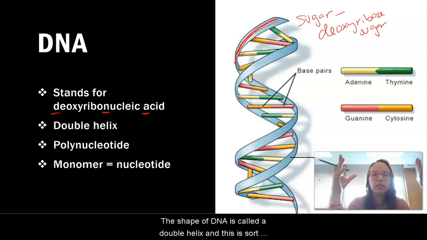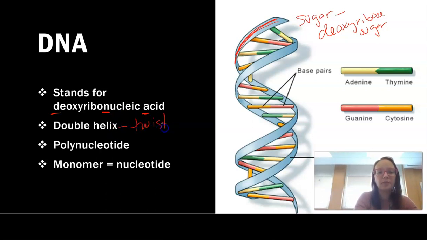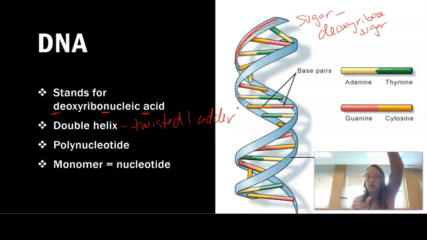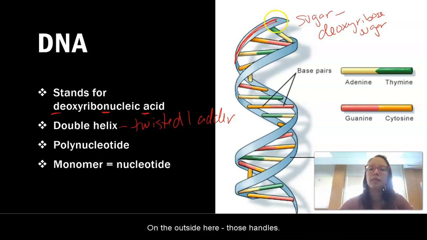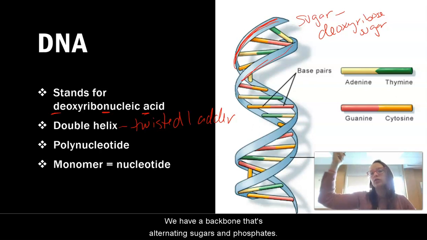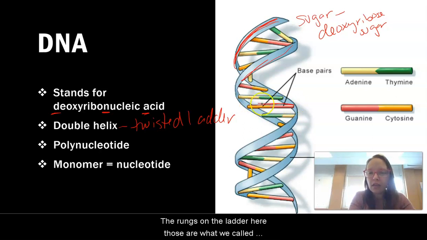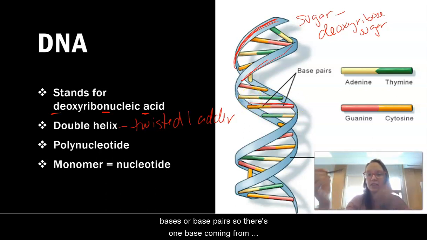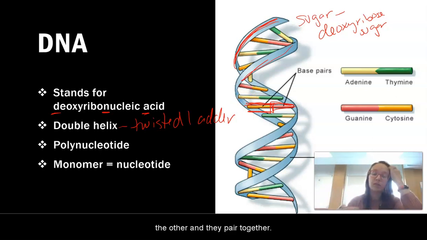So the shape of DNA is what we call a double helix, and this is sort of like a twisted ladder. So it's legitimately as if you took a ladder, grabbed the top, grabbed the bottom, and twisted it around. On the outside here, the handles, we have a backbone that's alternating sugars and phosphates. And then the rungs on the ladder here, those are what we call bases or base pairs. So there's one base coming from the one side, and then there's another base coming off of the other, and they pair together very specifically.